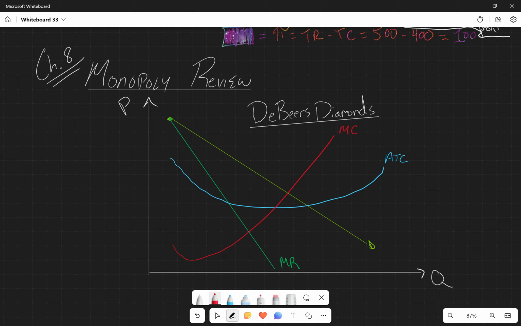And here's where we get lost, right? Here's where we get lost. This is why the book has a breakdown of a 3-step way of figuring out what's going on with the monopolists, right? So the first step that they have is figuring out what is the profit maximizing level of output.